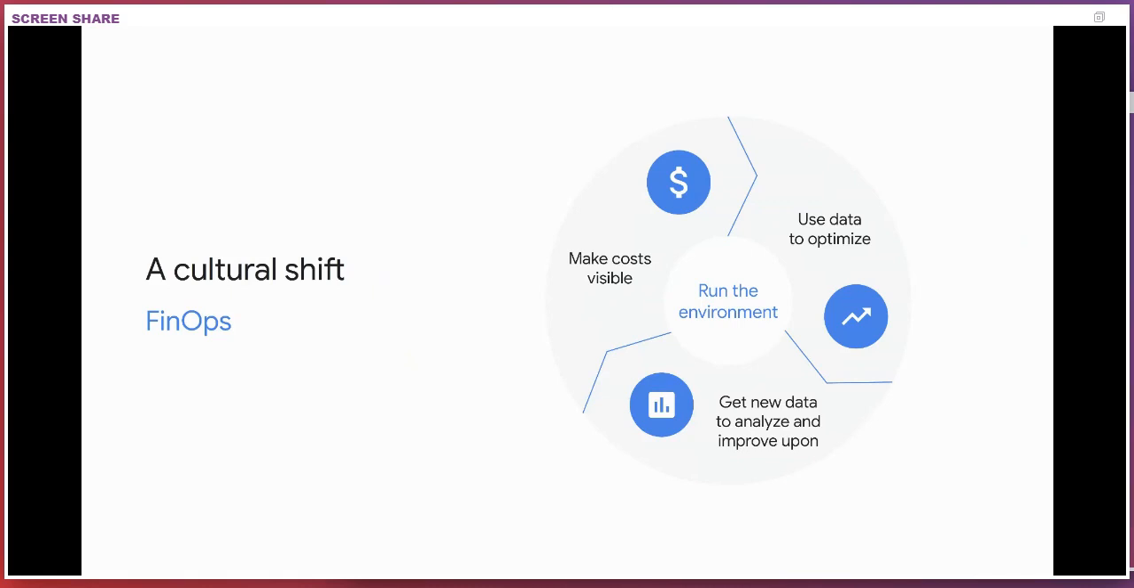And then you allow them to see what opportunities there are for optimization. The engineers then make the change, and then they see the information once again, and it becomes this beautiful virtuous loop in running the environment.